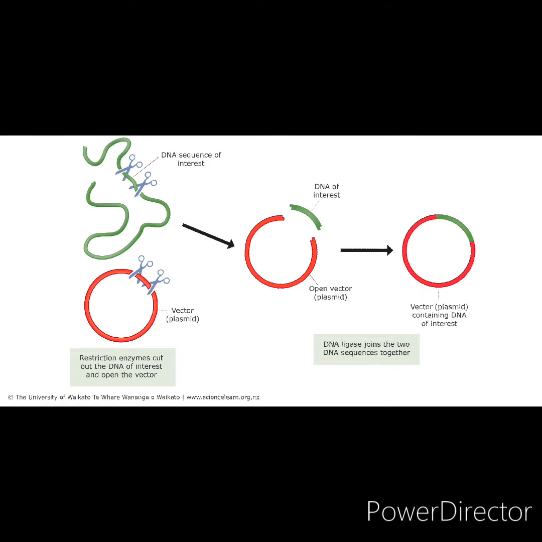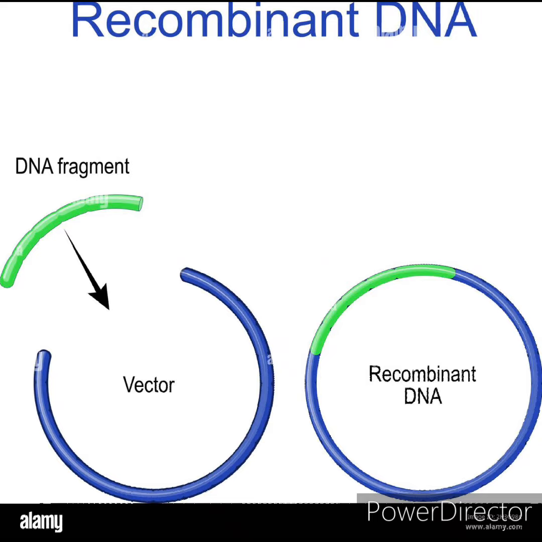The gene of interest is attached to the vector DNA by using two types of enzymes. The one is endonuclease, that is the breaking enzyme, and the other one is ligase, that is the joining enzyme. The vector DNA and the attached gene of interest are collectively called recombinant DNA.